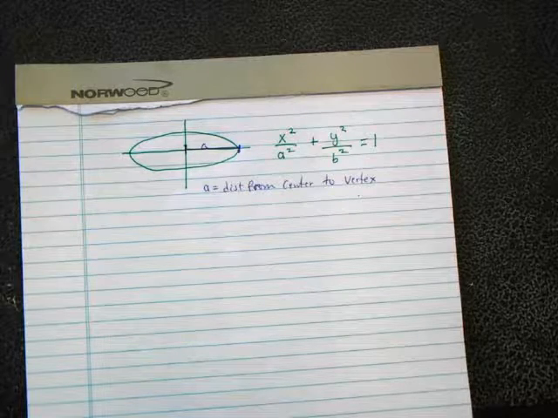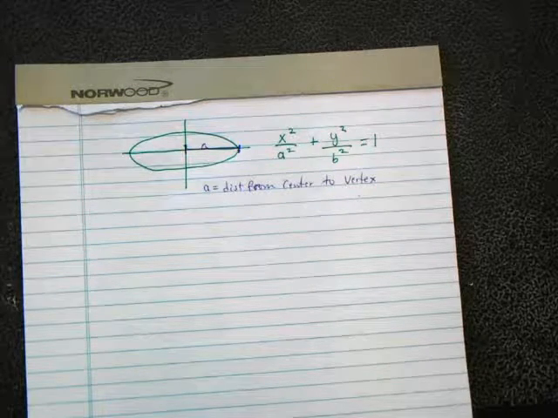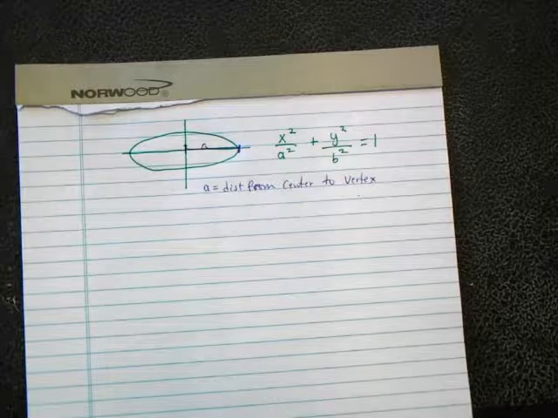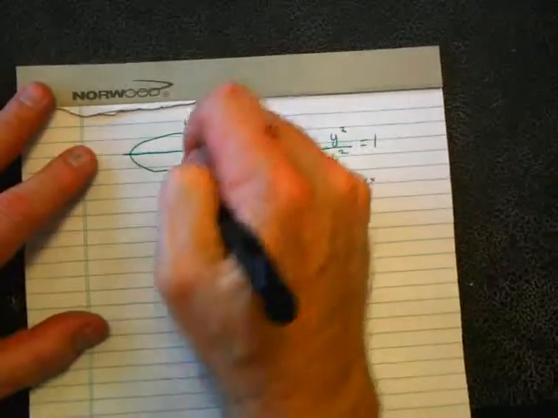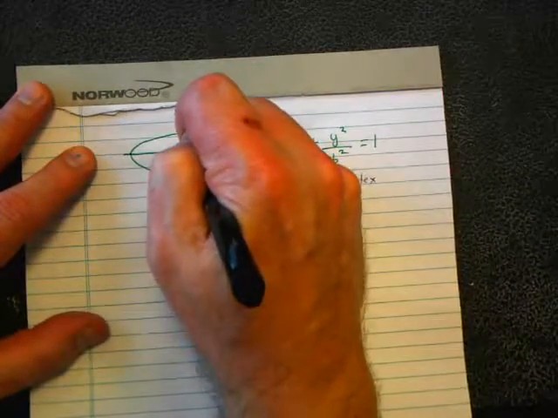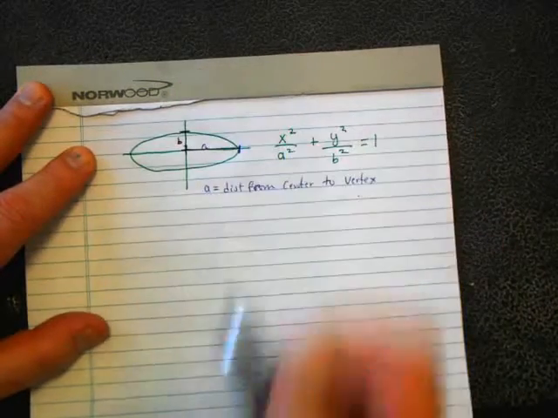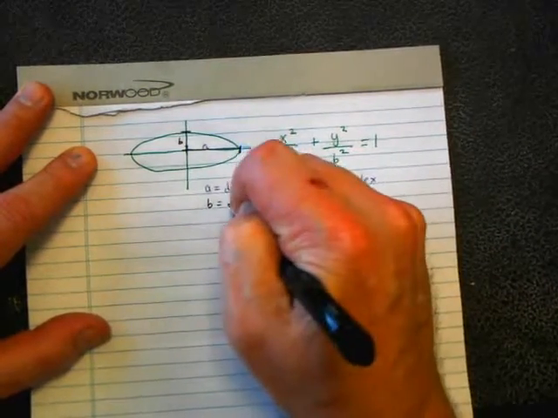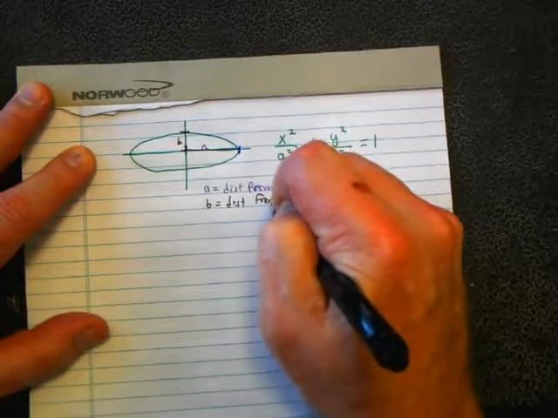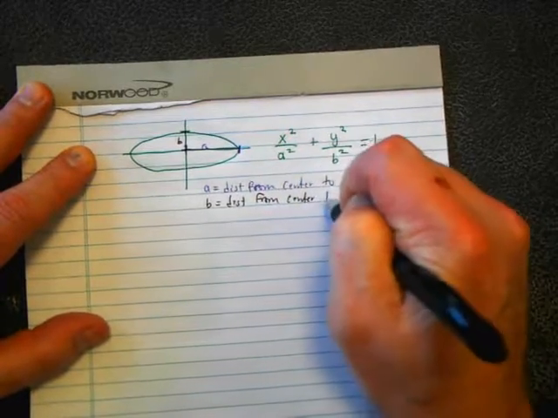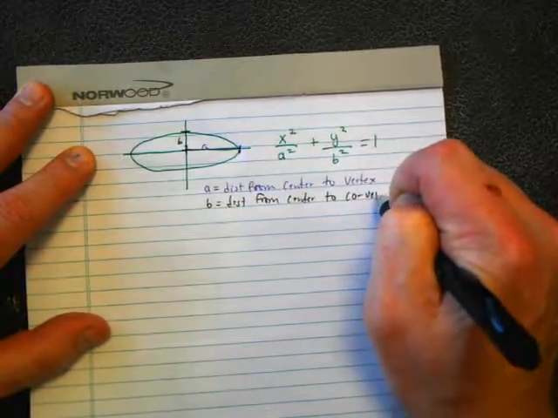Close. Not vertex to covertex, rather center to covertex. We measure everything from the center. So B goes from here to there. That one is B. So B is the distance from center to covertex.